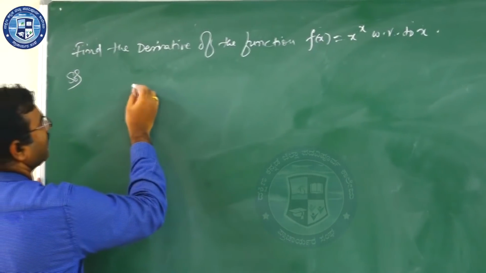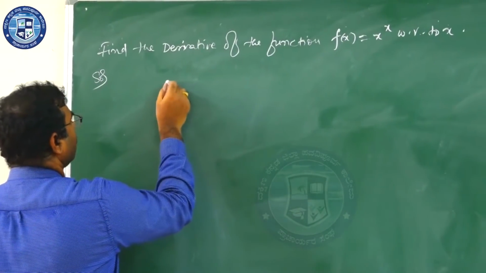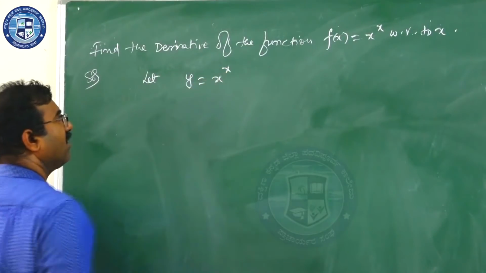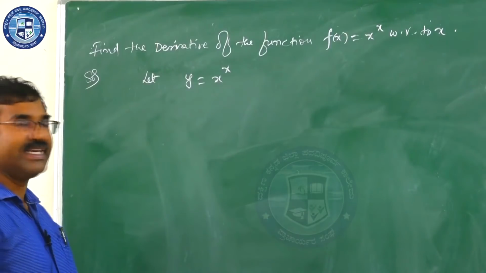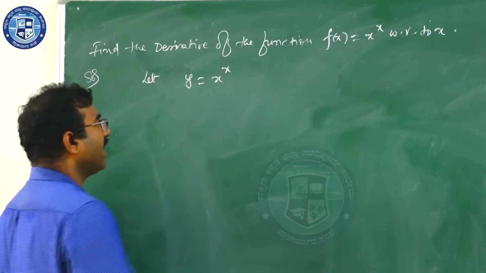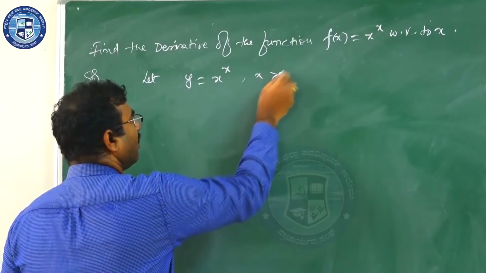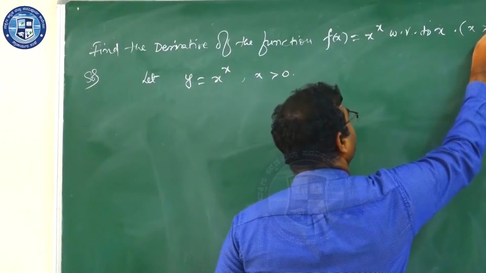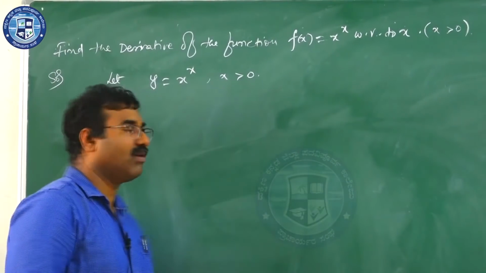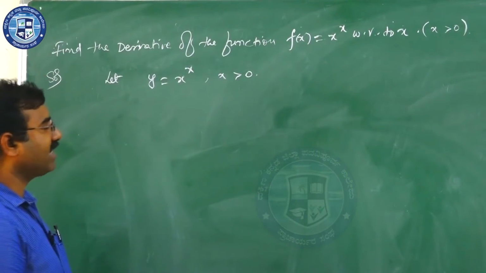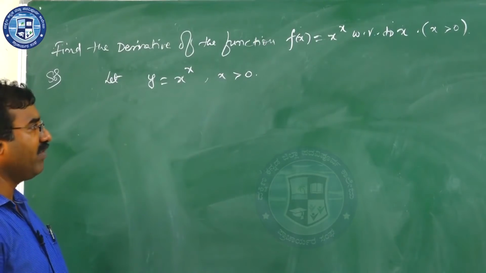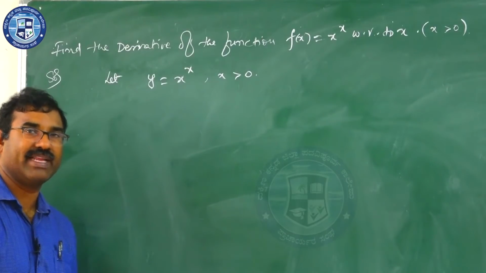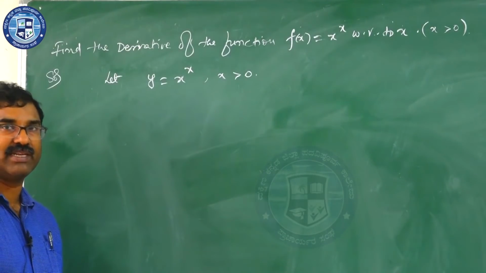Let y be equal to x power x, we take it. Here x must be more than 0, x is greater than 0. In the problem you can also keep it with respect to x, in brackets, x is more than 0. Now y is equal to x power x, x is greater than 0. How do we find its derivative? I told you, whenever variable power variable comes, we use logarithmic differentiation.